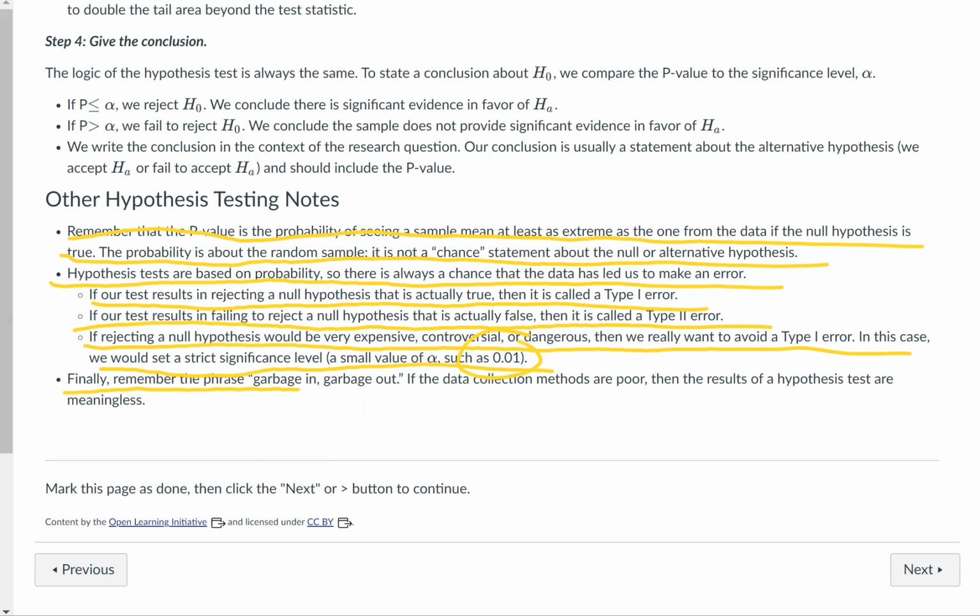Finally, remember the phrase garbage in, garbage out. If the data collection methods are poor, like you're not doing a random sample or the sample size is way too small, then the results of the hypothesis test are meaningless.